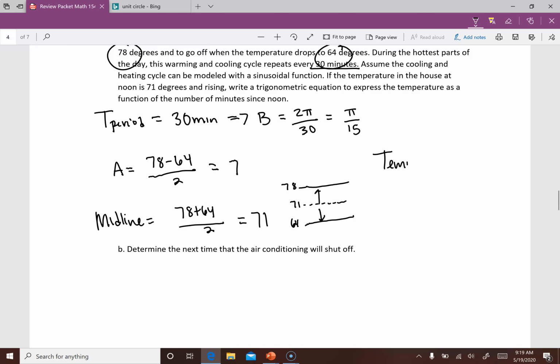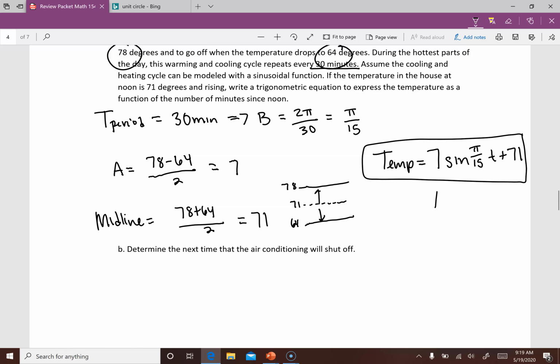The temperature is going to be equal to the amplitude, which is 7. And since it starts when it goes up, and you don't have to worry too much about that, it should be a positive sign. And then we've got to do our period, which is pi over 15. Well, our period's not pi over 15, our b is. And then we've got our t, and then we're going to do our vertical shift, which is going to be our midline of 71. So here you've got your amplitude, here you've got your b, which comes from your period, and here's your midline. That's going to be your vertical shift.